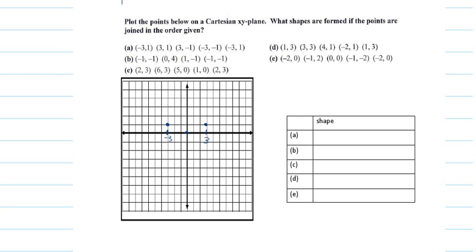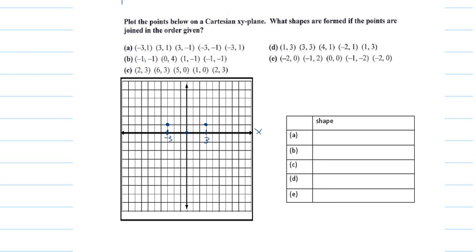Where would 3, negative 1 be? 3 is right here, because 3 is on the x. Remember, x, y, right? So 3 is right here. And then to go to negative 1, that means you're going to have to go down 1. So your point is going to be right here. And negative 3, negative 1. So again, this is negative 3 and go down 1.